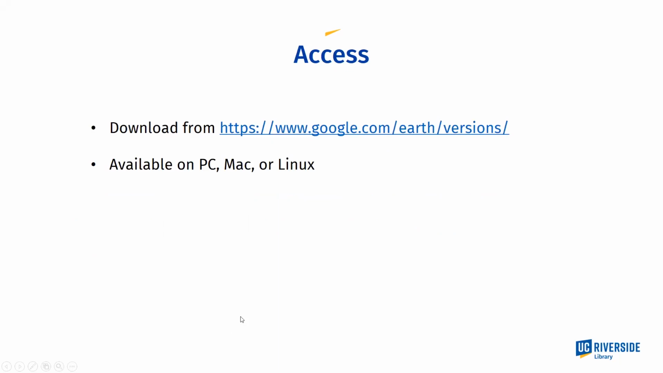The way you access it, well, we saw one way, which was from within Google Earth for Web. But another way is you can go to this website, and they have all the Google Earth products, or many of the Google Earth products listed there, and you can scroll down to Google Earth Pro and install it from there.